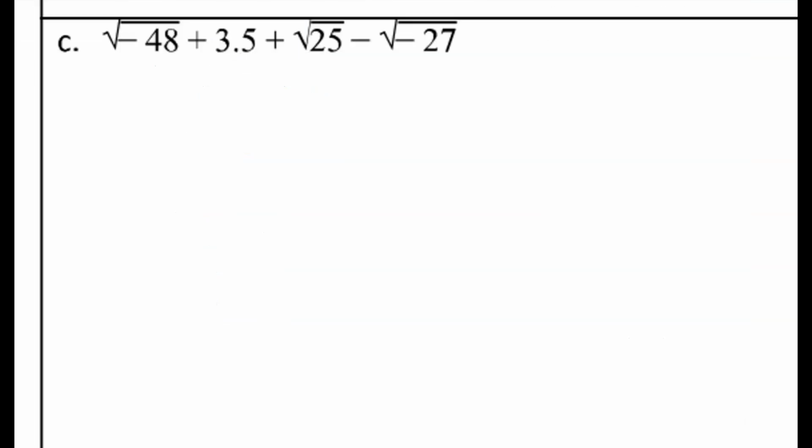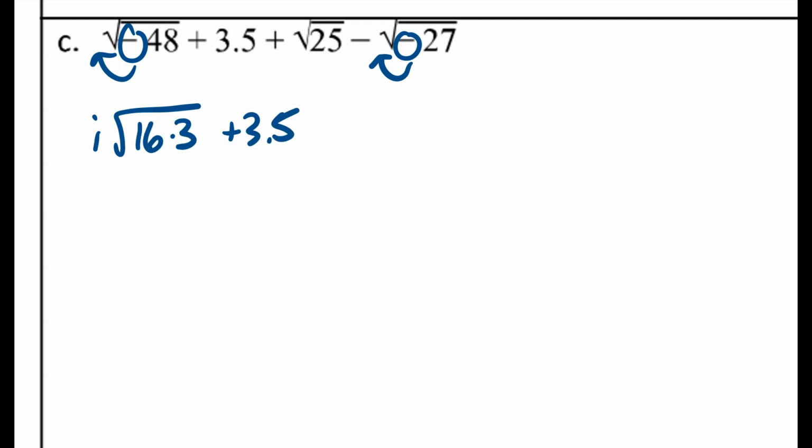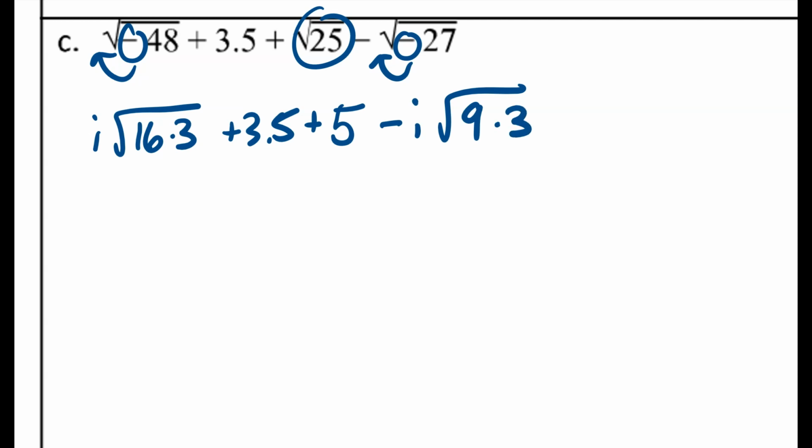For C, I noticed that I'm going to be working with imaginary numbers because I have some negatives under the radical, so I'm going to pull those out first before I do anything. 48 can break down into 16 times 3. Plus 3.5, and 25 is a perfect square. Radical 25 is just 5. And I pulled out the i from the negative under the radical, and 27 we already saw that breaks down into 9 and 3. Again, I picked those numbers because one of them is a perfect square, so it'll simplify when I take it out of the radical.